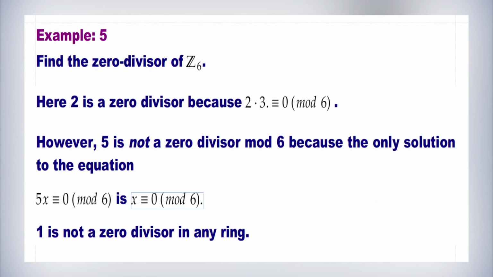Fifth example is find the zero divisors of Z6. Here 2 is a zero divisor because 2 times 3 is congruent to 0 mod 6. However, 5 is not a zero divisor in Z6 because the only solution to the equation 5x congruent to 0 mod 6 is x congruent to 0 mod 6. 1 is not a zero divisor in any ring.